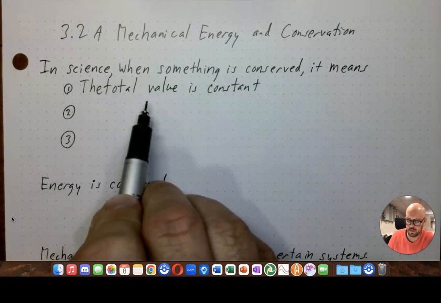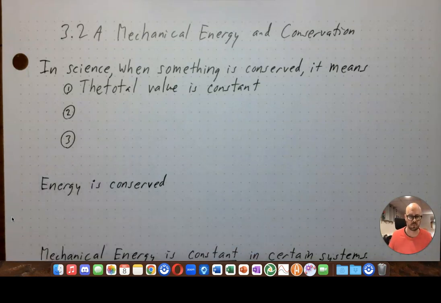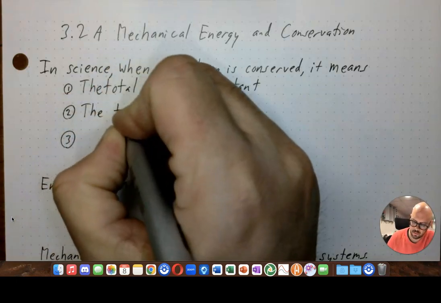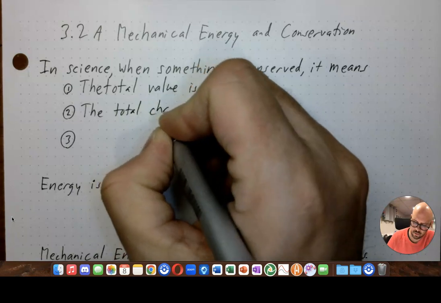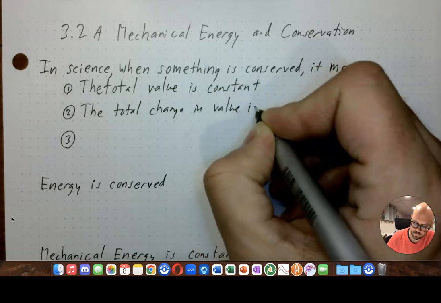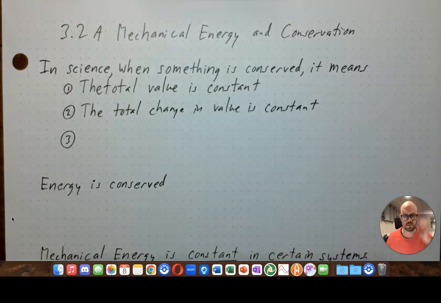This is the first one because the way that I like to write equations in this unit and all units where there's a conservation law, I base it around the idea that the total value is constant. But you will also see in some of the College Board questions, this second one pop up: the total change in value is constant. Now, these two are different, but they wind up describing the same thing.